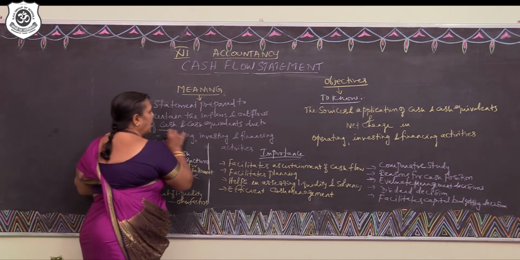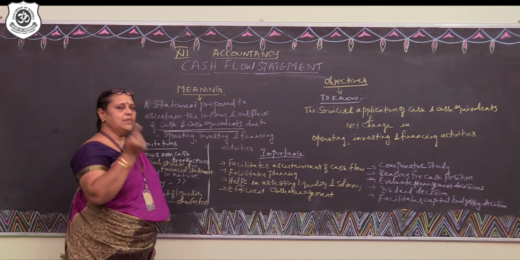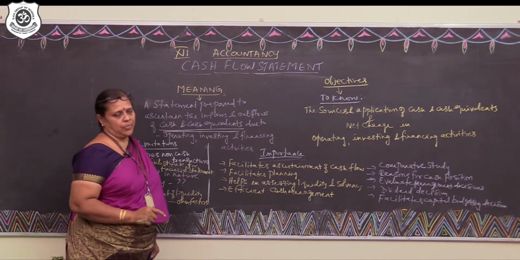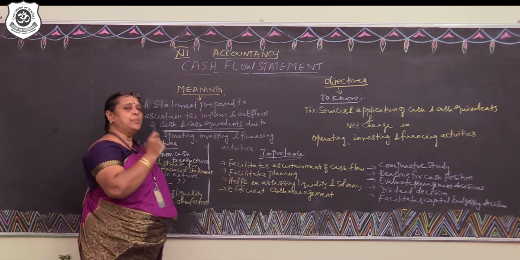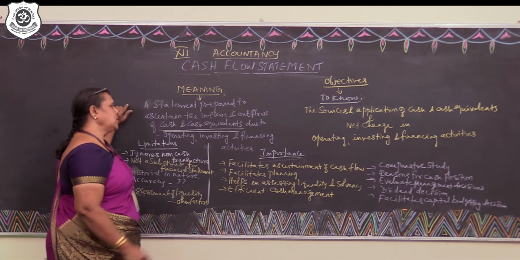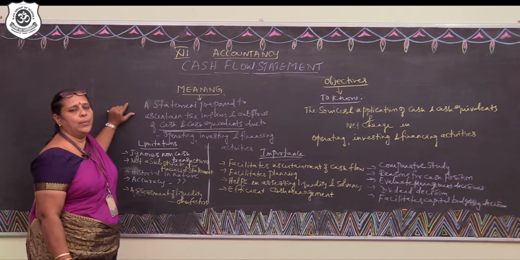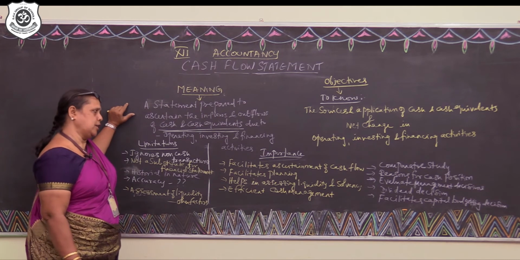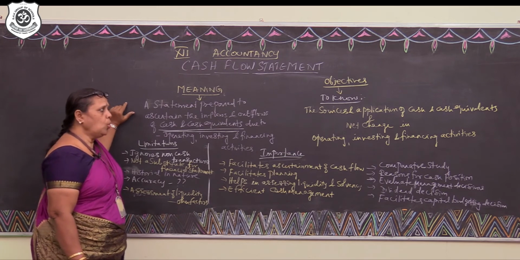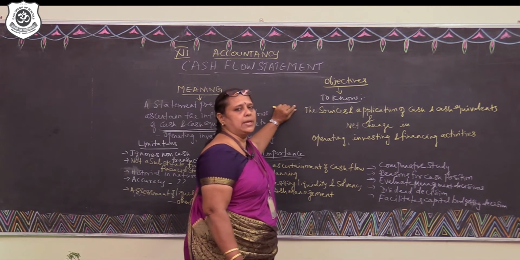What do you mean by cash and cash equivalents? It does not mean mere cash alone. Anything which can be converted into cash immediately is called cash equivalents. We shall be discussing examples of cash equivalents in later classes. Now, to ascertain the inflows and outflows of cash and cash equivalents due to the three major activities, namely operating, investing and financing activities. Why should a cash flow statement be prepared? To know the sources and applications of cash and cash equivalents. What do you mean by sources and applications?